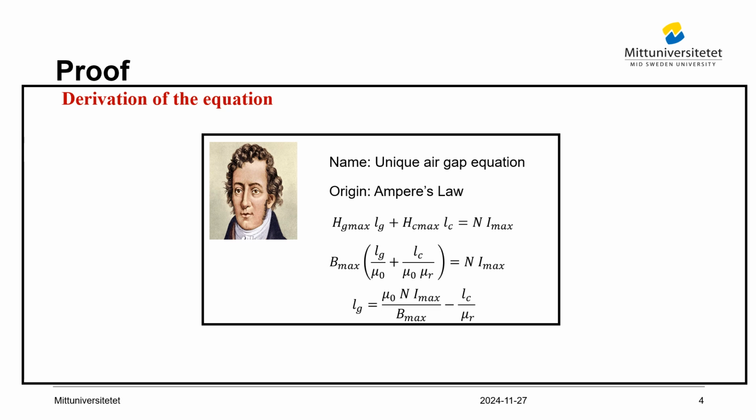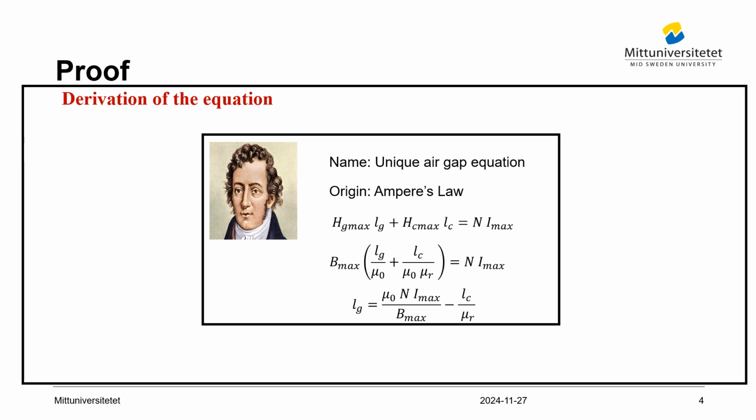The number of turns times the current is equal to the magnetic field times the length. As we have two mediums in the inductor, the air gap, where air is the first medium, and the magnetic material as the second medium, Ampere's law is written as equation number 1. If we replace the magnetic field by the magnetic flux density, we get equation number 2. And then finally and simply you can derive the air gap equation given here in the bottom side of this slide.